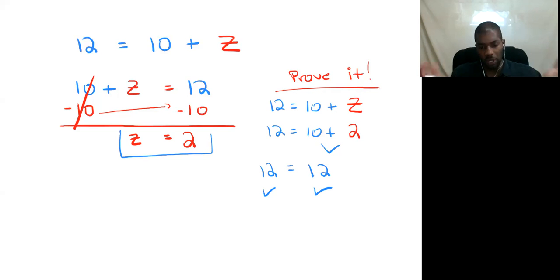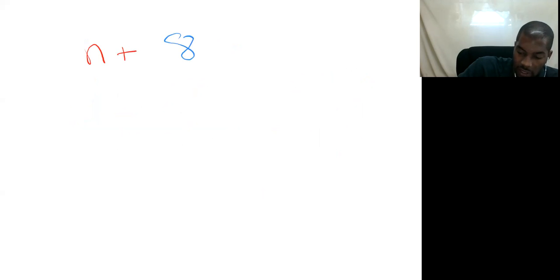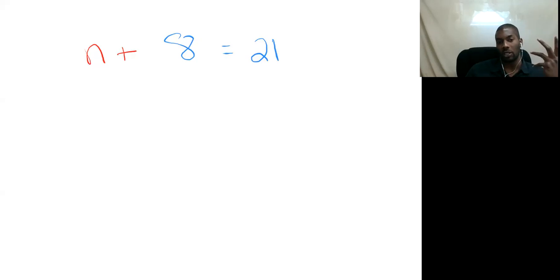Let's try one more. It's pretty intuitive, pretty simple. Let's try, here's a nice one. If I have the letter n, n plus 8 is equal to 21. Now this one, you probably don't know it right off the top of your head, right? But still, the steps are simple.